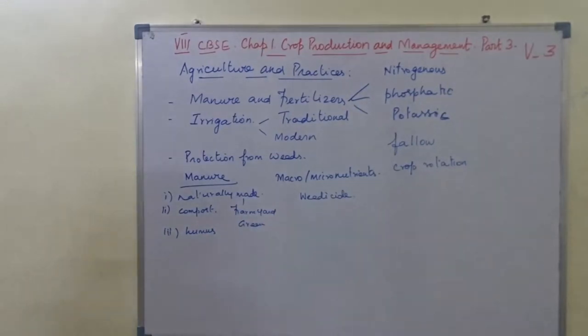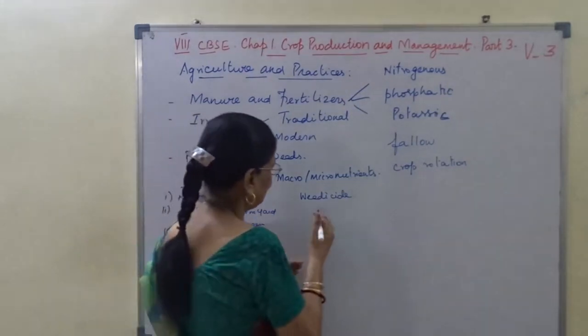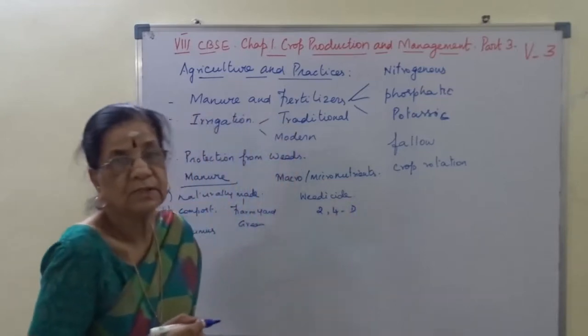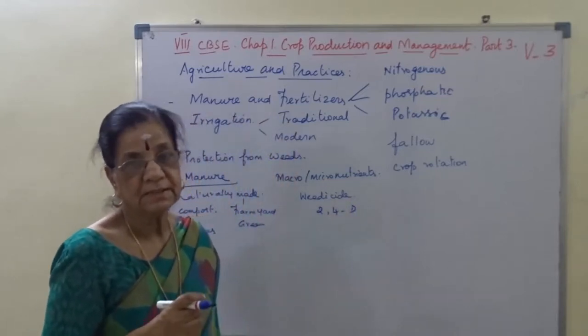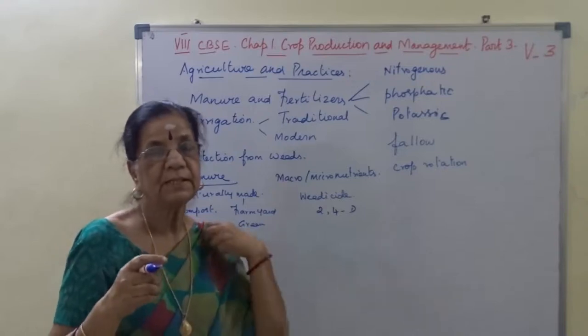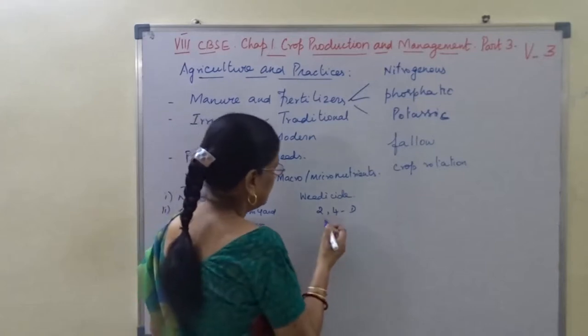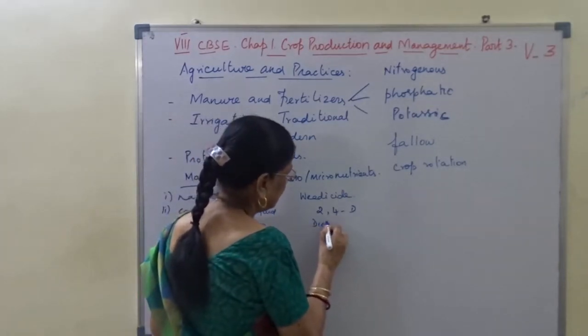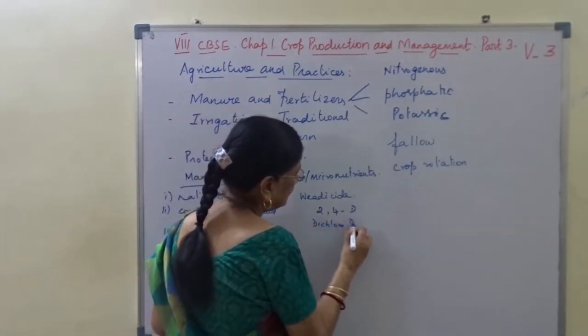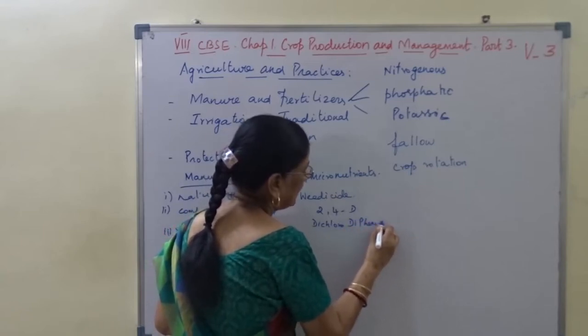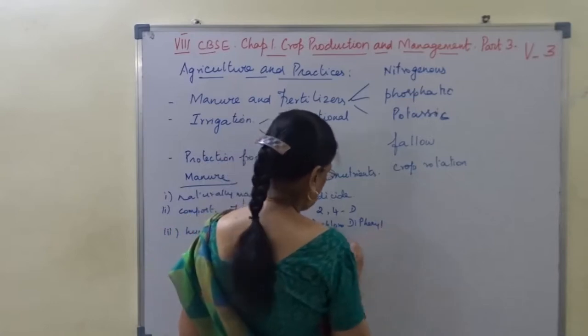Okay. So now here, this 2,4-D is a weedicide, dichloro diphenyl trichloroethane. Right?